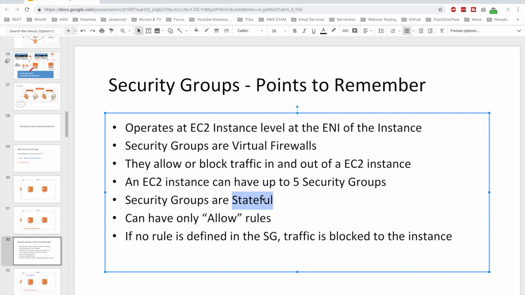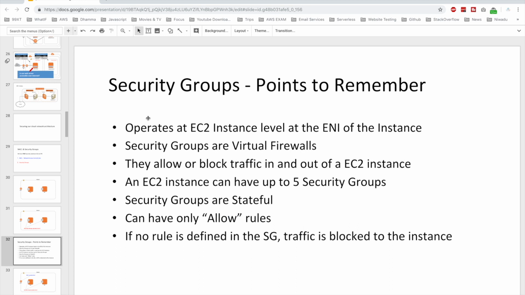Now this is different in network access control list. In network access control list, they are stateless. So in that case, although you allow an inbound traffic on a certain port, you have to explicitly mention allow or block the outbound traffic as well. And security groups have only allow rules. You don't have deny rules, but network access control list has both allow and deny rules. Now, if no rule is defined in a security group, the traffic is blocked. So it never allows any traffic into the instance if no rule is defined for a security group. Now, these are the main important points that you have to remember in terms of security group.